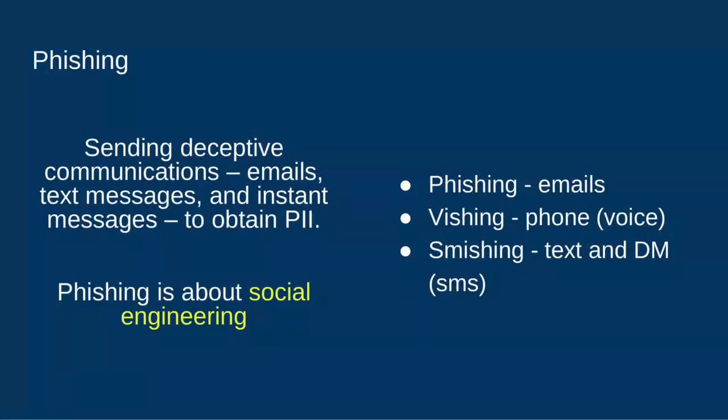And so on the right here are 3 bullet points. Every time there's a new way of sending these deceptive communications, you have to describe it, right? So phishing is usually with the emails. Vishing is with voice because of the V, phone voice, so vishing. And then smishing is SMS, smishing. It's text or direct messages.